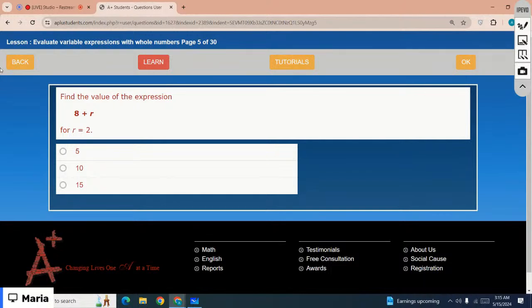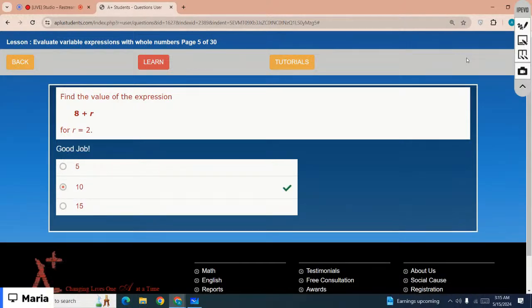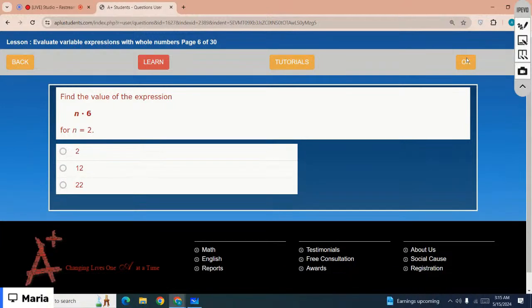Yes, 10 it is. The correct option is 10. 8 plus 2 is 10. Find the value of the expression n times 6. You have to repeat for n equals 2. So, which is the correct option?